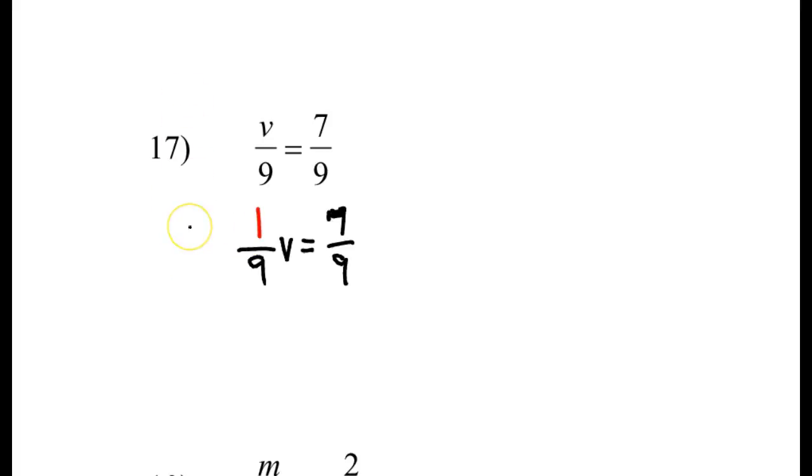So now multiply by the reciprocal. Whatever number is in front of the variable, take the reciprocal and multiply both sides. This may require a calculator, but not necessarily. You might find that some of them just cancel out pretty easily.